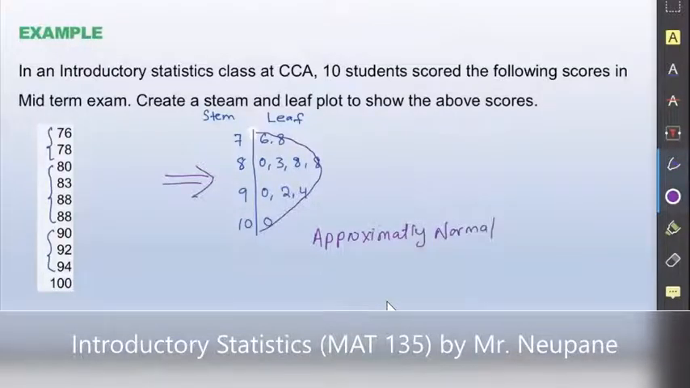So for the quick visualization of a small data set like this, like 10 data values here, we use a stem and leaf plot. It will tell you in what direction the skewness is, if there is any, or we can easily look at the data and tell whether it is normal or not. So that is the main goal of creating the stem and leaf plot. Any question on that?